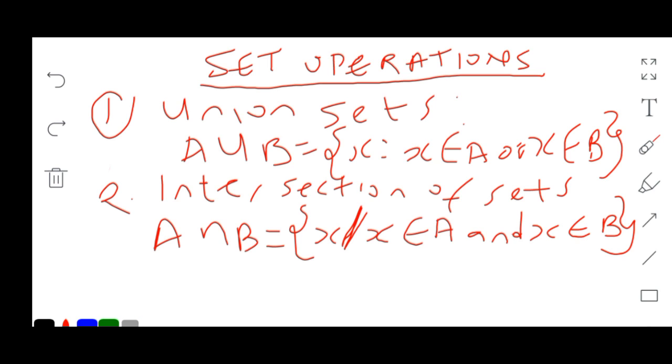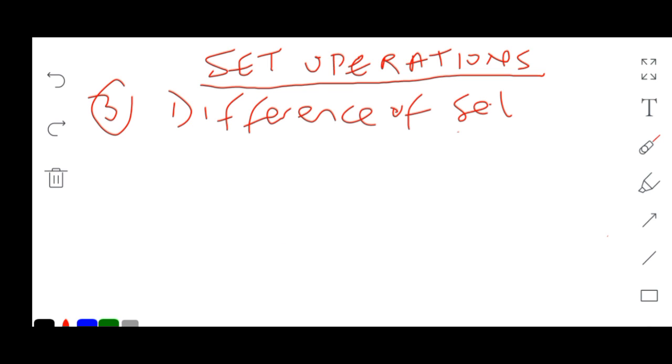Lest I forget, don't forget X such that X is a member of A, or this one is or, and this one is and. So note it. It looks the same, but there is a difference. So the difference is always like this. That's how you write it.